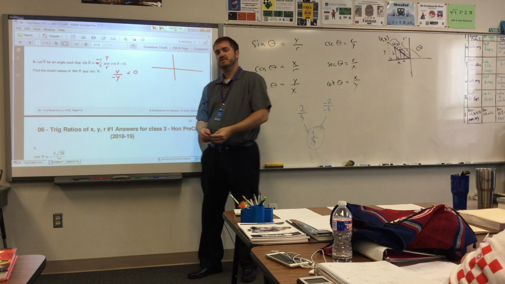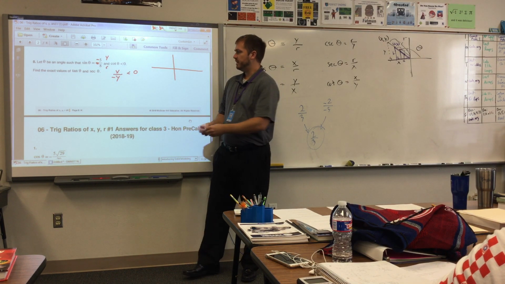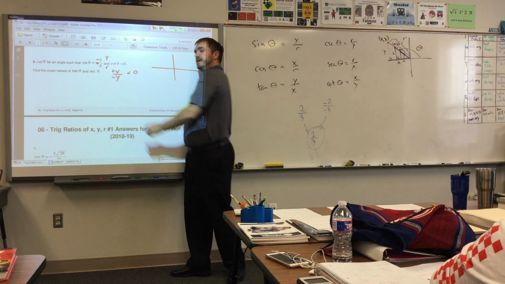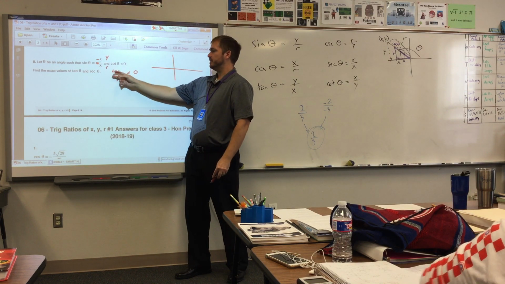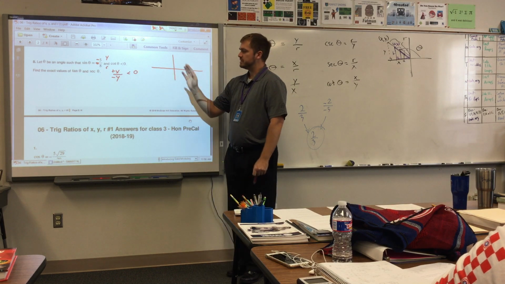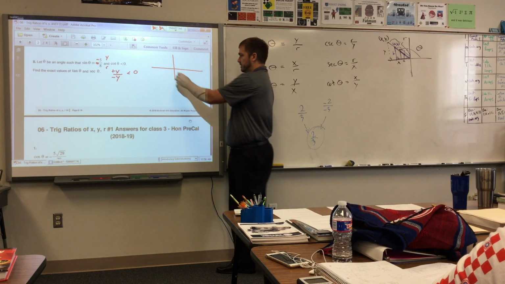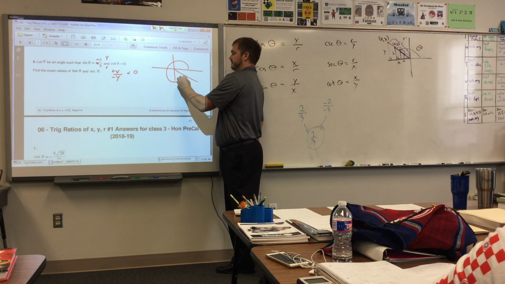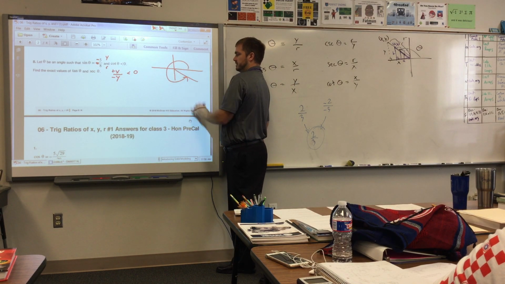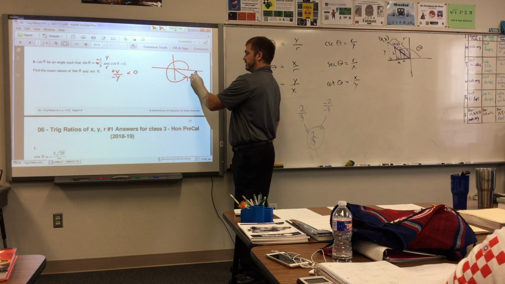So what does that tell me about the sign of x? It must be positive. If it was negative, then I'd have a negative over a negative, which would give me a positive, and this would not be true. So x has to be positive. Which quadrant has a positive x and a negative y? Quadrant 4. Positive x, negative y.